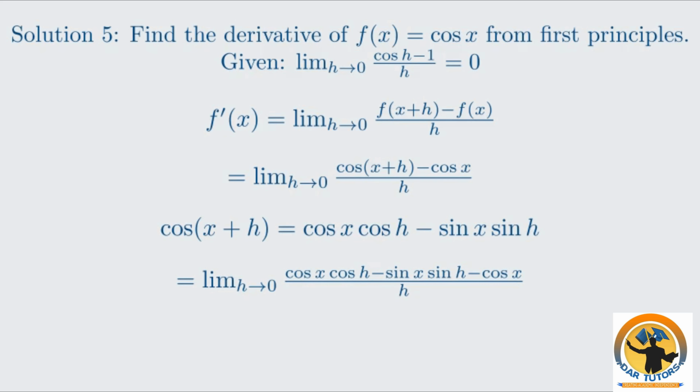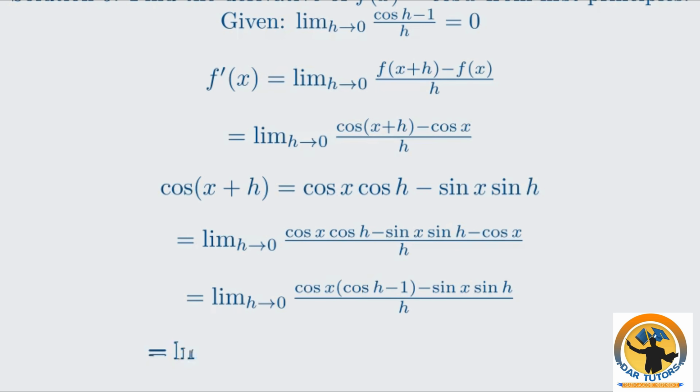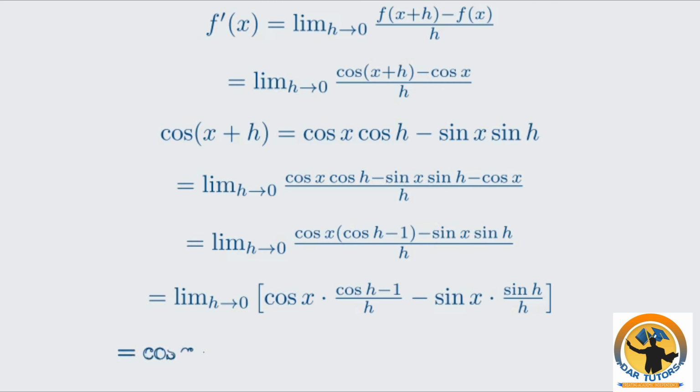We can rearrange the terms and split the fraction. This becomes the limit of cosine x times the quantity cosine h minus 1 over h, minus sine x times sine h over h. Using limit laws, we can split this into two separate limits. This gives us cosine x times the limit of cosine h minus 1 over h, minus sine x times the limit of sine h over h.